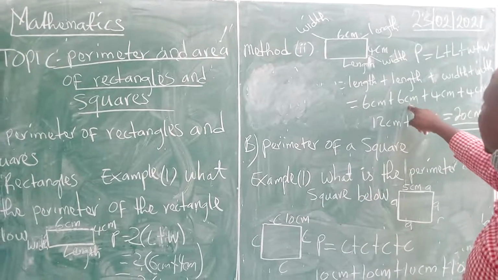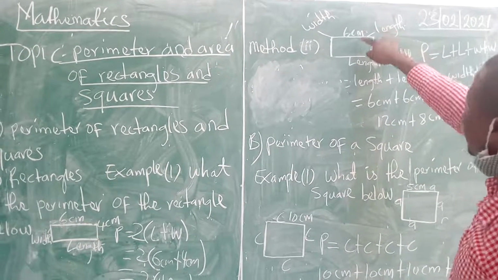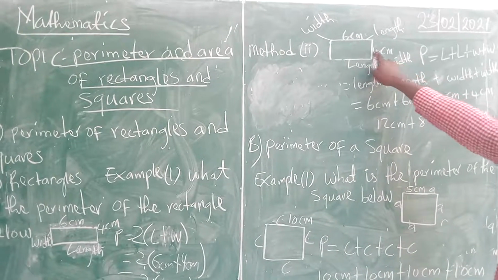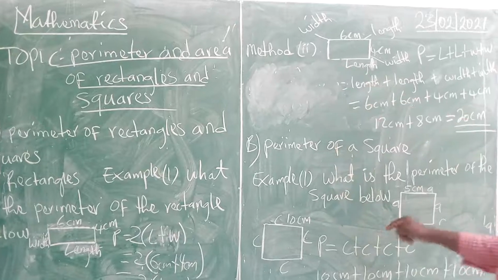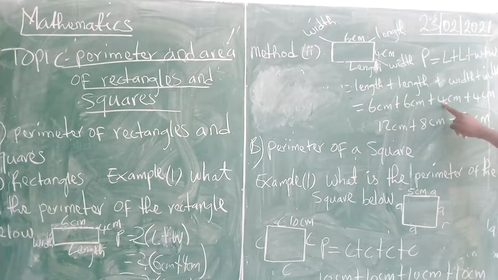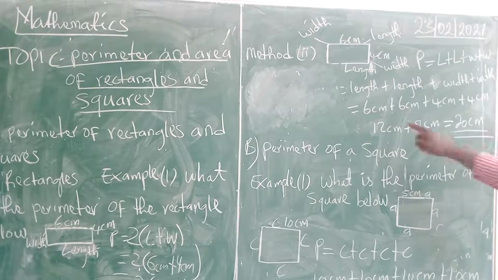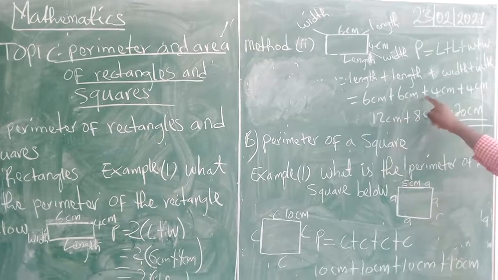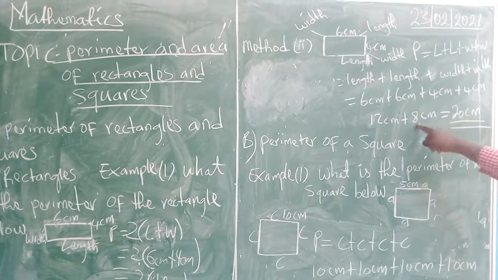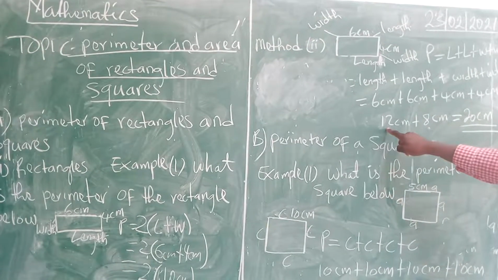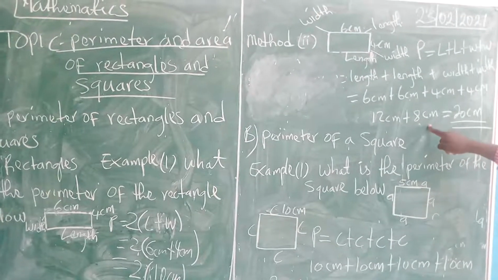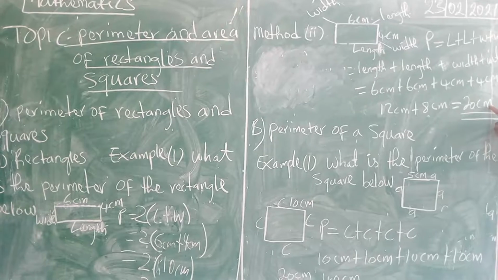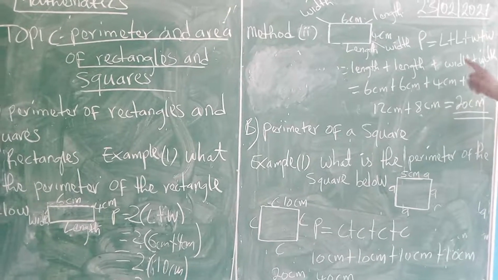I repeat, in this second method, P, which stands for perimeter, is length plus length, the first length plus the second length, plus width, the first width plus the second width. That is why we have length and width. All the lengths of the horizontal lines are the same. So we have 6 centimeters plus 6 centimeters, which is length, and 4 centimeters plus 4 centimeters, which is width.